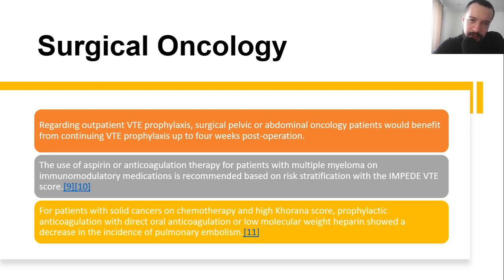Regarding outpatient VTE prophylaxis, surgical pelvic or abdominal oncology patients would benefit from continuing VTE prophylaxis up to 4 weeks post-operation. The use of aspirin or anticoagulation therapy for patients with multiple myeloma on immunomodulatory medications is recommended based on risk stratification with the IMPEDE VTE score. For patients with solid cancer on chemotherapy and high Khorana score, prophylactic anticoagulation with direct oral anticoagulants or low molecular weight heparin showed a decrease in the incidence of pulmonary embolism.